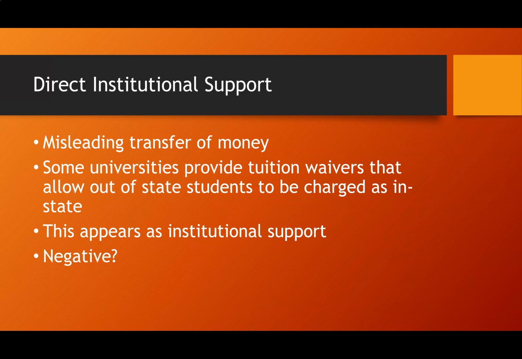Direct institutional support. This is misleading. Some universities will provide a tuition waiver that allows out-of-state students to be charged as in-state. This appears as institutional support, but it's not. The difference between those two amounts, in-state and out-of-state, still has to be paid by the athletic department.